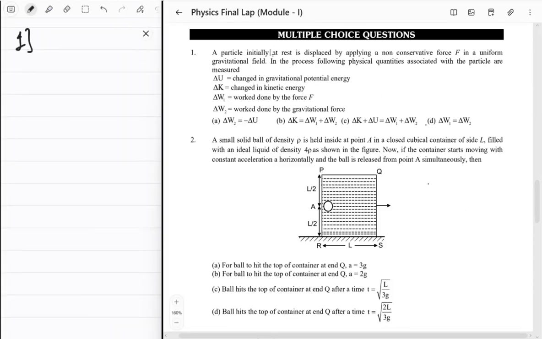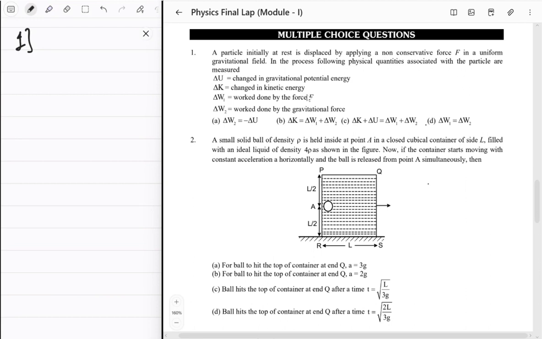A particle is initially at rest, displaced by applying a non-conservative force F in a uniform gravitational field. Initially it is at rest, you discussed this. In the process, the following physical quantities associated with the particle are measured: change in gravitational potential energy, change in kinetic energy, in a uniform gravitational field, right? Work done by the force F.